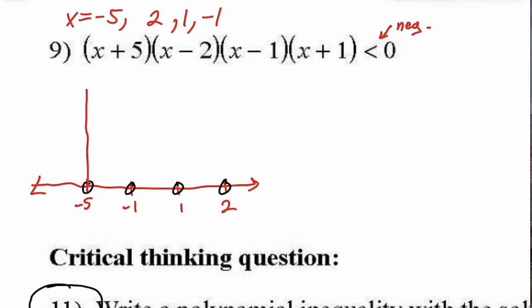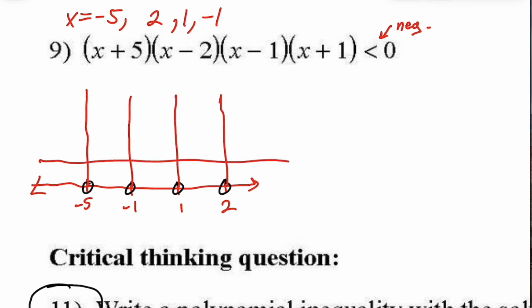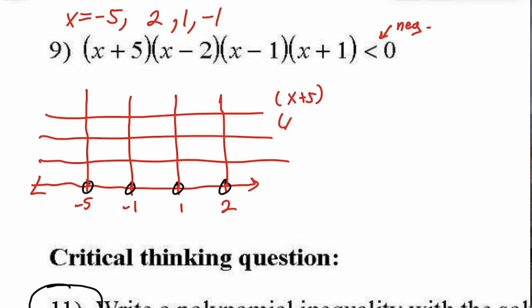I'm going to make this into a chart. I need 4 rows. So 1, 2, 3, 4. I'm going to put each factor on the side there. Left, right side, it doesn't matter. It's just a little spot to put them. We need test values. So I'm going to test -6, -2, 0, 1.5, and 3. Lots of testing has to go on for this one. That's why I wanted to do this one with you.